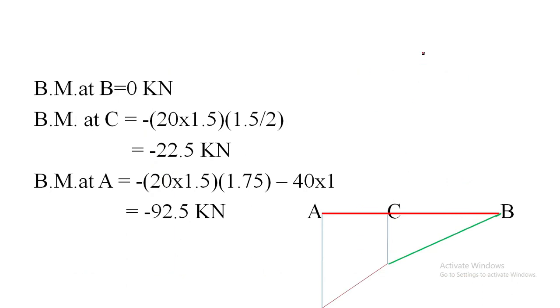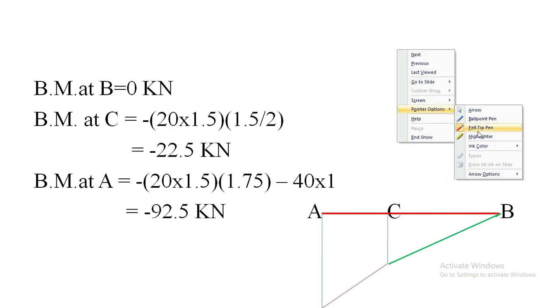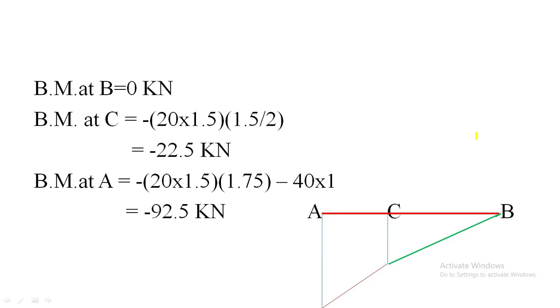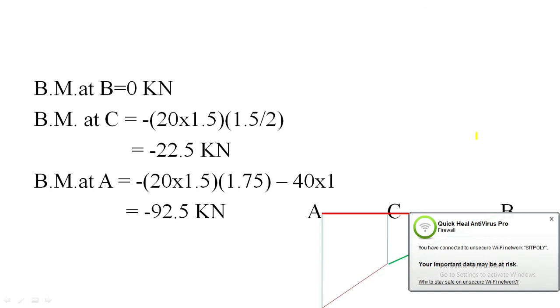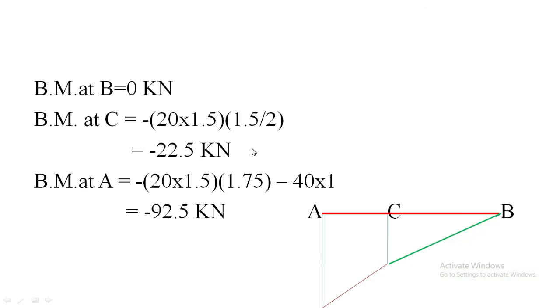The next is the bending moment values and bending moment diagram. While drawing bending moment values, in a cantilever beam always start from the free end. So here the free end is B, bending moment of B is equal to 0 kilonewton. Bending moment at C is equal to minus 20 into 1.5 into 1.5 divided by 2, which is equal to minus 22.5 kilonewton. And bending moment of A is equal to minus 20 into 1.5 into 1.75 minus 40 into 1, which is equal to minus 92.5.